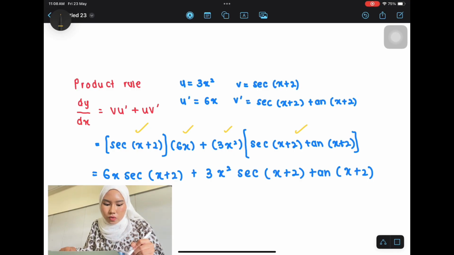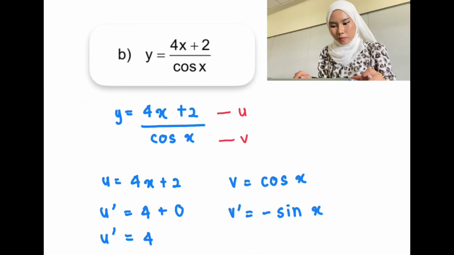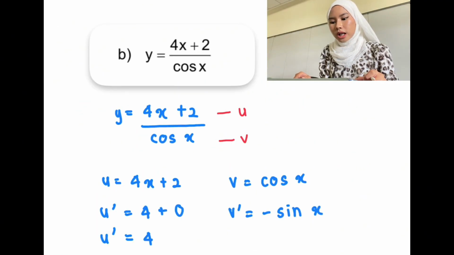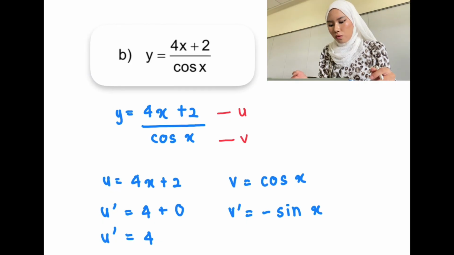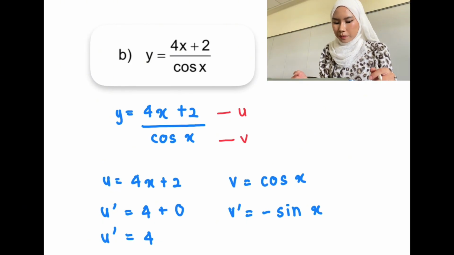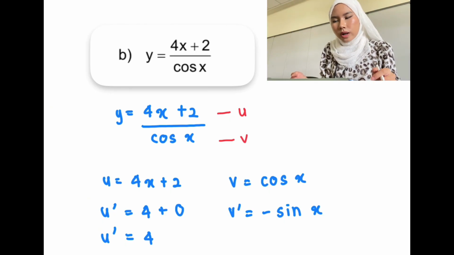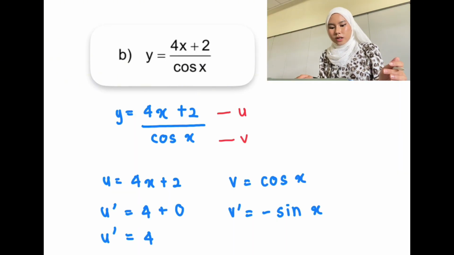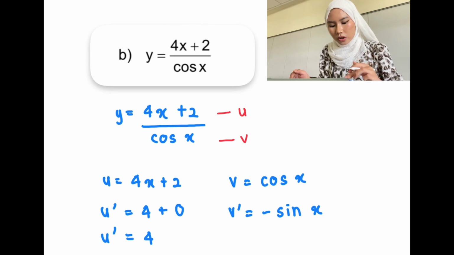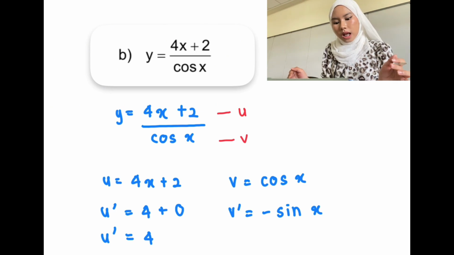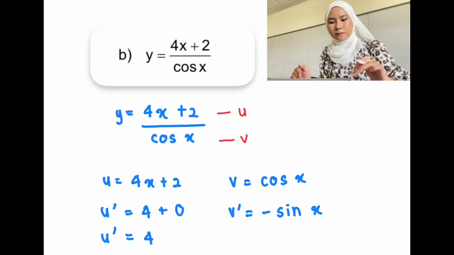For question 2b, it's given y equals 4x plus 2 over cos x. So our u prime is 4. For v, we have cos x. We know that when we differentiate cos x, we get negative sin x. So our v prime will be negative sin x.